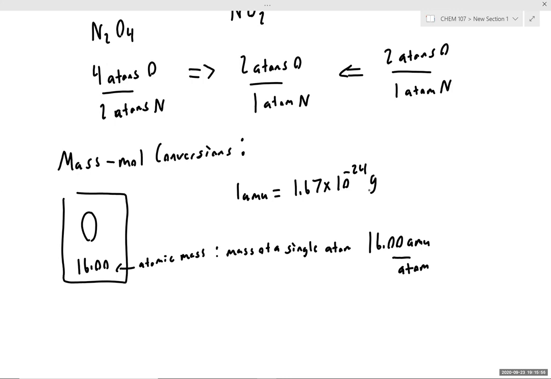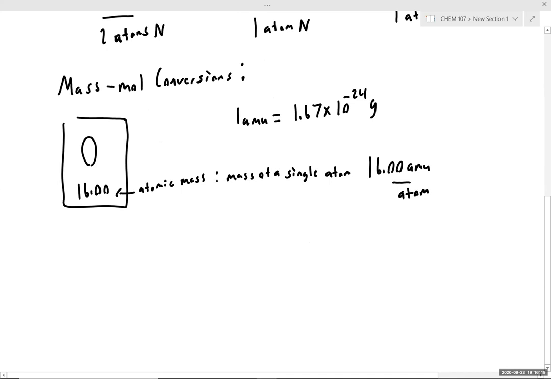Now, obviously, our balances weigh masses in grams. So even the smallest mass that we can measure on our balances contains a very large number of atoms. So rather than looking at a single atom, what we're going to do is count a large group of atoms.